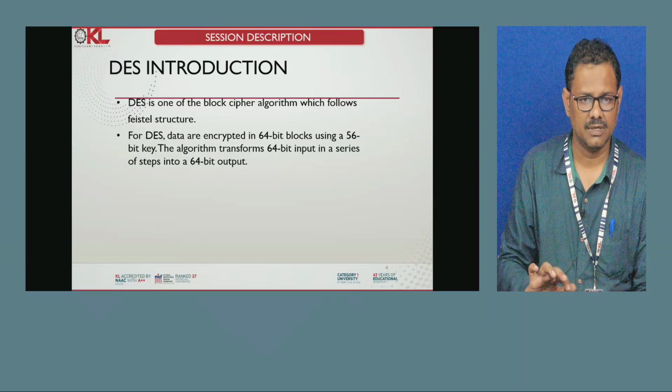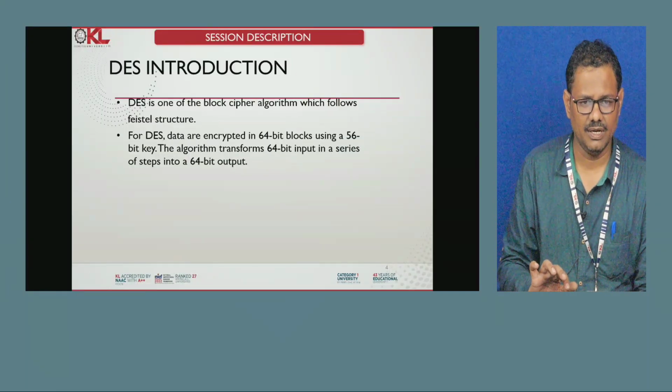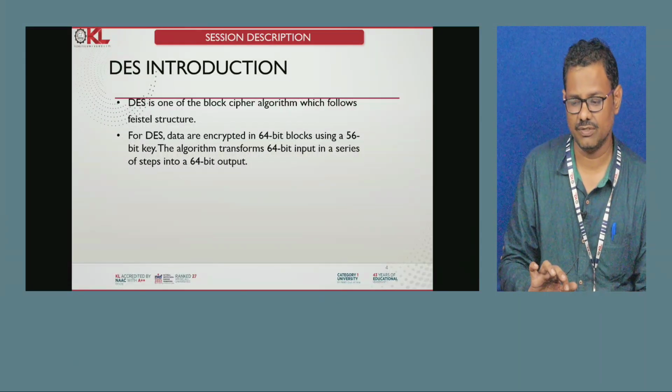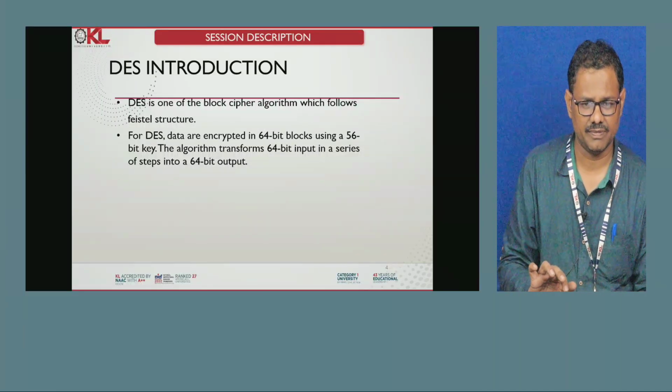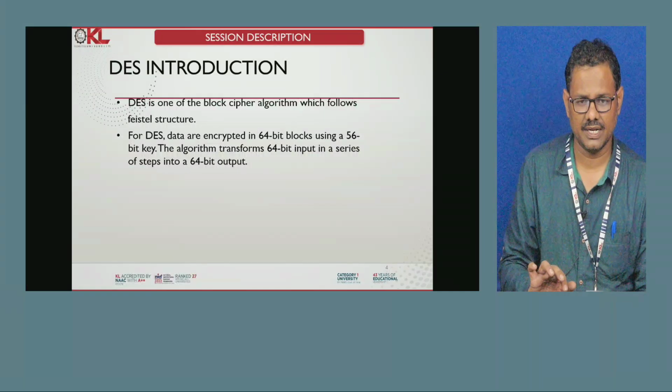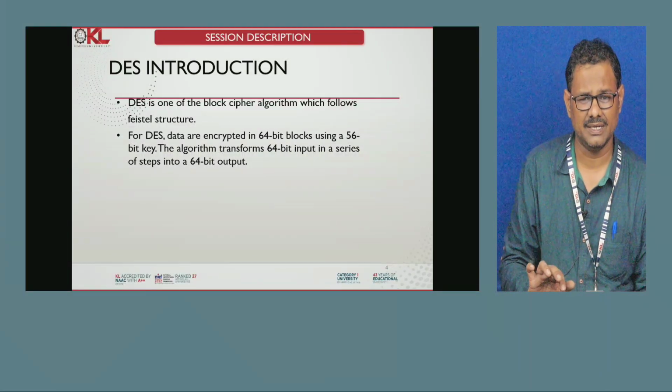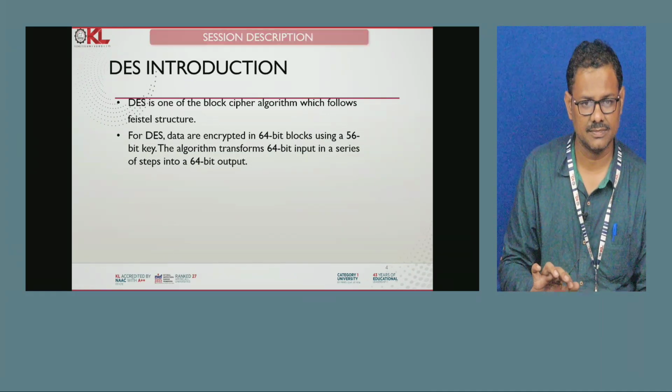DES introduction. DES is one of the block cipher algorithms which follows the Feistel structure. What is the Feistel structure? In the Feistel structure, the plain text is divided into two halves, left half and right half. Already we discussed this previously. For DES, data are encrypted in 64-bit blocks using a 64-bit key, which is later converted to a 56-bit key. The algorithm transforms a 64-bit input in a series of steps into a 64-bit output. So what does 64-bit input mean? It is plain text. What does 64-bit output mean? It is cipher text.